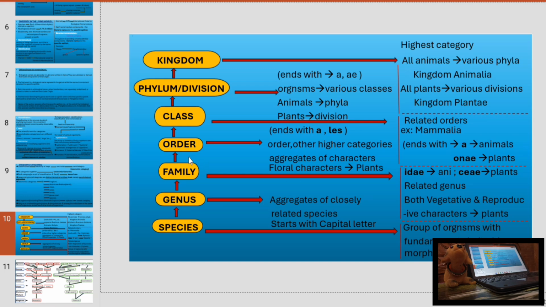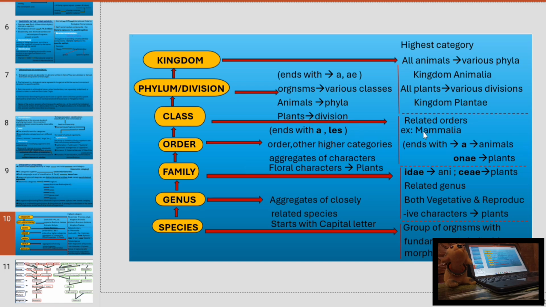And next is order, and the order ends with A and LES. Any organism name that ends with A or LES comes under order. I mean, for any taxa that is given, if it ends with A or LES, that comes under order. And order, other higher classes, are aggregates of characteristics, floral characteristics. For plants, order is said to be the aggregation of floral characteristics. Understand? And it is the aggregation of various members in the family.